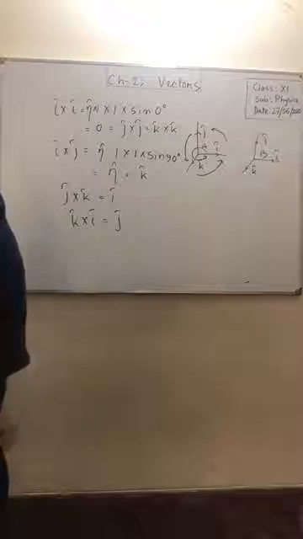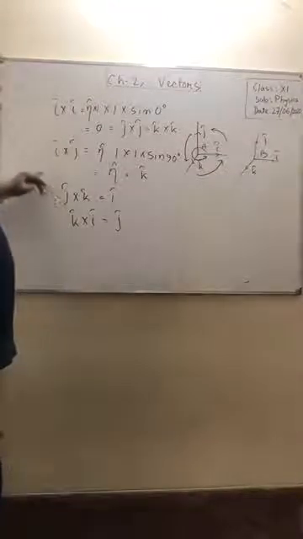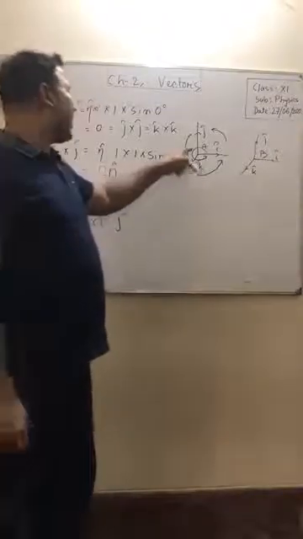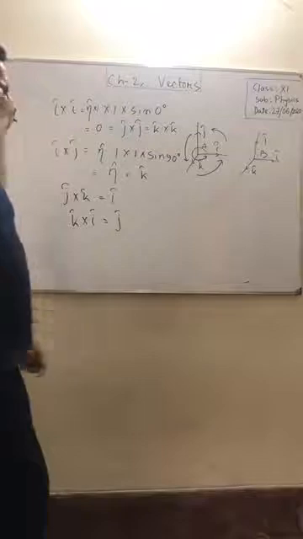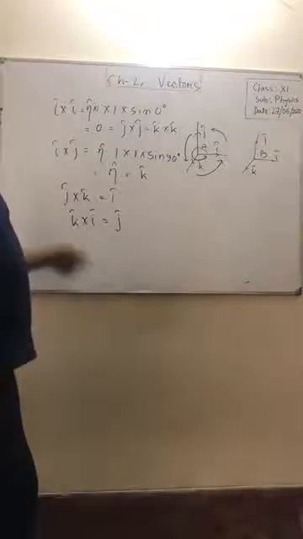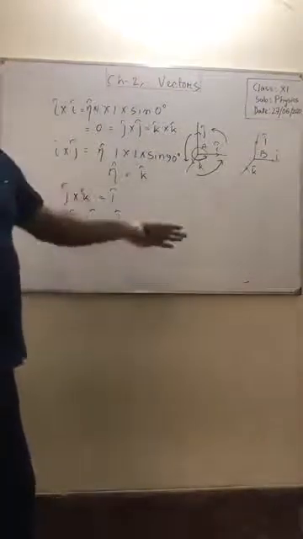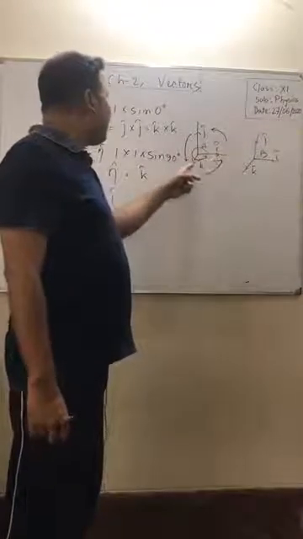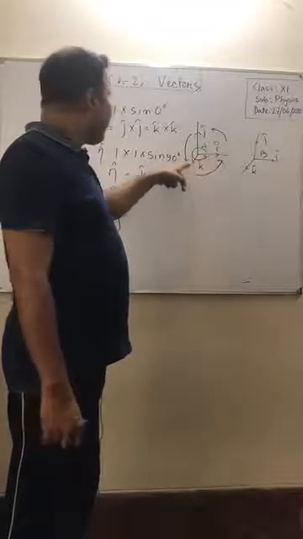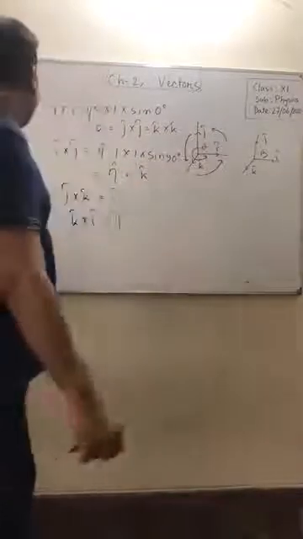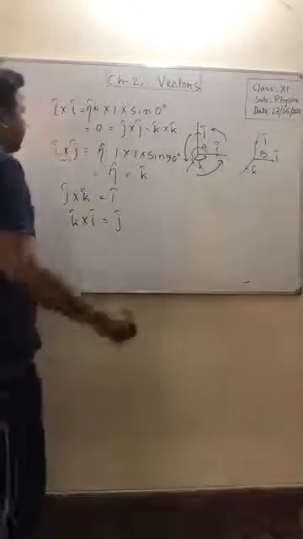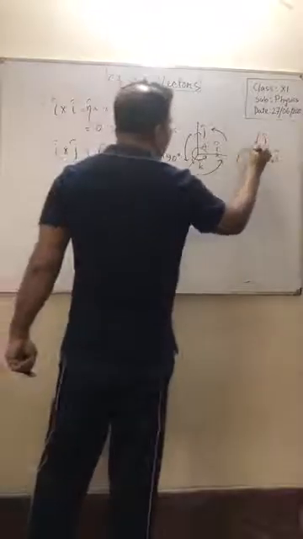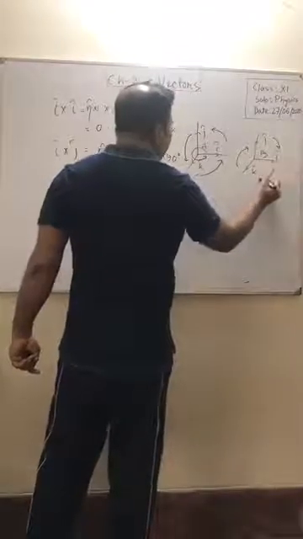That's the clockwise. If it goes in anti-clockwise, then what will happen? i cross j equals k, j cross k equals i, k cross i equals j. That is completely reciprocal to the dot product. Suppose it goes from i to k, k to j, j to i. If it starts from here, this is clockwise, and this is anti-clockwise. Now it goes in clockwise like that. Then we see what will happen.